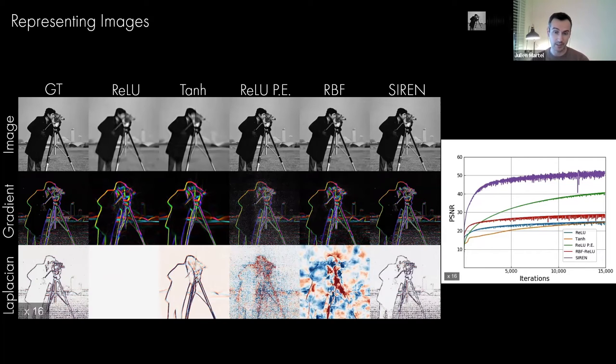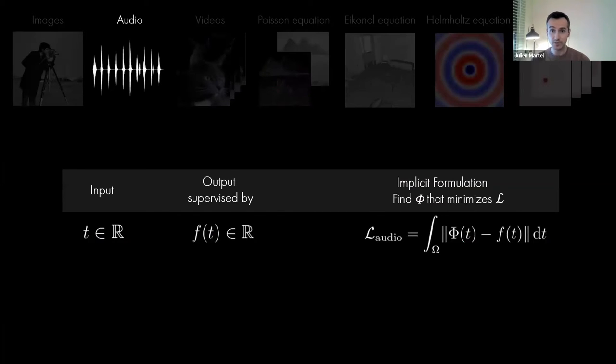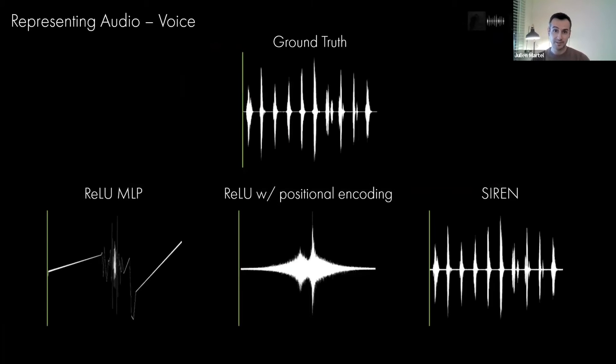You can carry out a similar experiment to fit an audio waveform. Now your input field is the time t, and you supervise the output of your neural network with functions f of t, which are your audio samples at different instances. You're still looking for the function phi that minimizes the discrepancy between the waveform amplitude and the neural network evaluated at this instance t. In this scenario, we first tested SIREN on a voice signal, and we realized it's actually the only architecture able to fit the waveform at all.